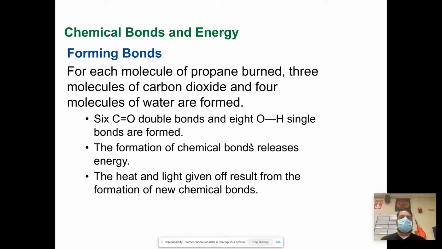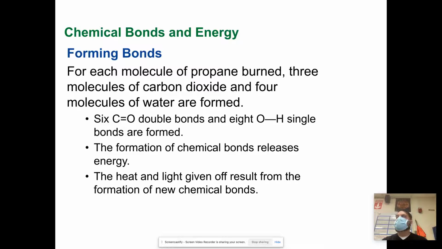So forming bonds is another part of the process. For each molecule of propane burned, 3 molecules of carbon dioxide and 4 molecules of water are formed. And when you light the gas grill, literally millions of these molecules instantaneously do this. Okay? So there are 6 carbon-oxygen double bonds and 8 oxygen-hydrogen single bonds that are formed.